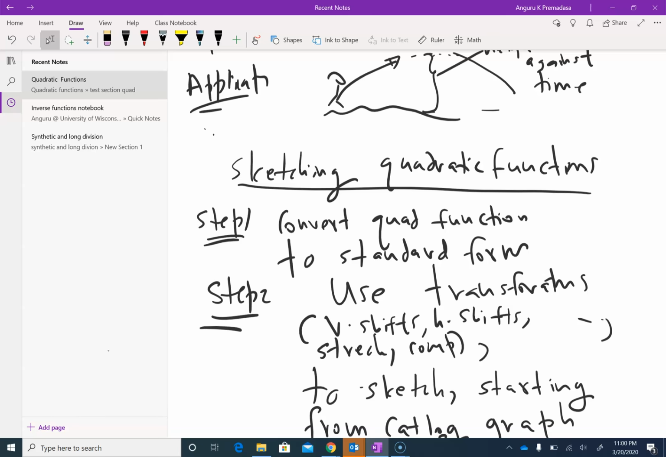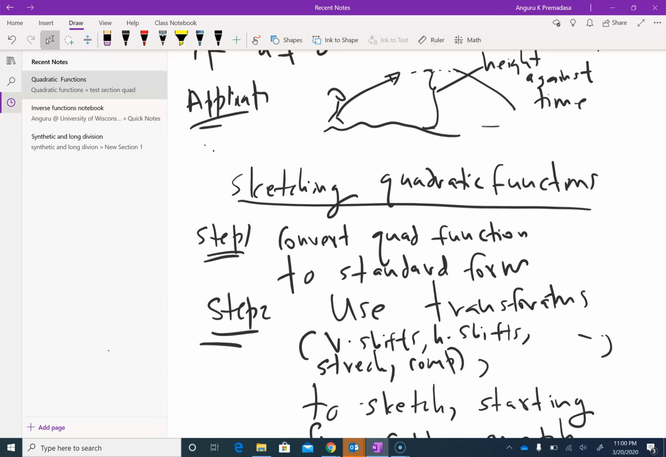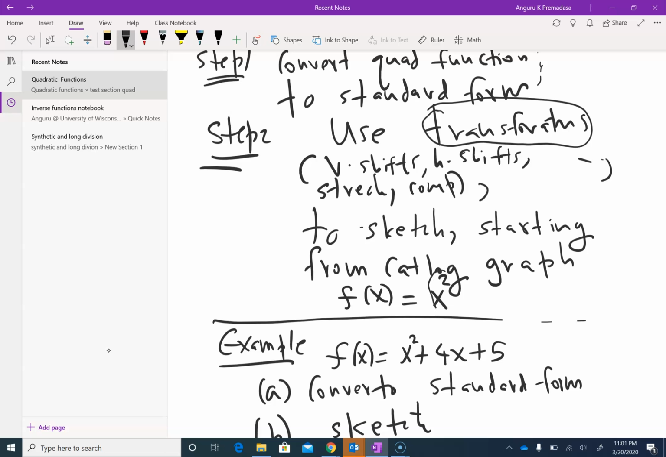Okay, so going back to what we are trying to do here. The first step of this process is we need to convert the quadratic function into what is known as the standard form. I will explain what the standard form is later, and then we are going to use transformations. Now, when we did section 2.5, we learned how to create new graphs from old graphs by using vertical shifts, horizontal shifts, and then stretches and compressions, right? So first we are going to convert this into the standard form, and then we are going to use x squared as our catalog curve, and then use transformations to get there, because any quadratic can actually be converted into another quadratic using the catalog curve x squared and the transformations.